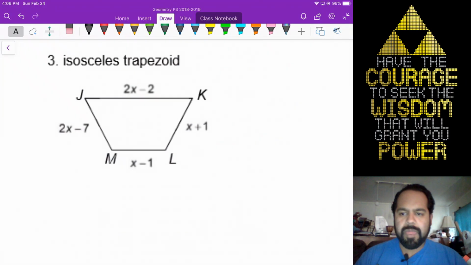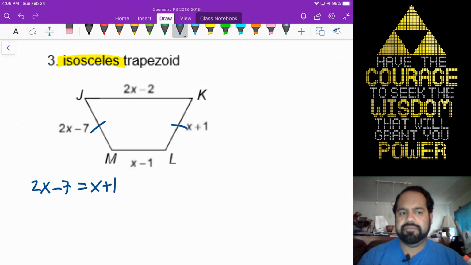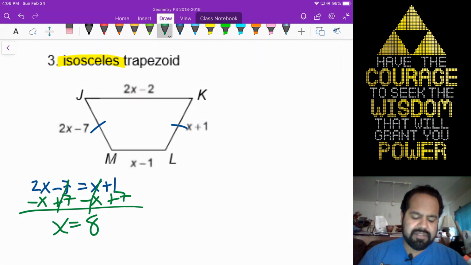No harm, no foul. All right, the isosceles trapezoid. Since it's isosceles, that means that the legs are congruent. So we're going to say 2x minus 7 equals x plus 1. So then we're going to have x equal to 8. Take that x value, plug it into your side lengths to find their measures. So here, 8 plus 1 gets us a 9. 8 minus 1 gets us a 7.